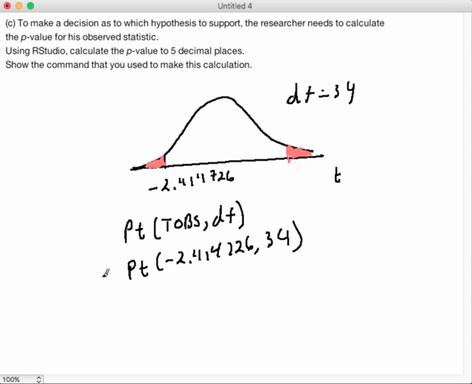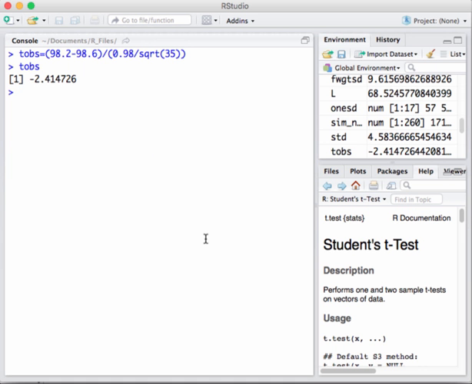So what we're going to have to do to get the p-value is multiply this by 2. And that, my friends, will be our corresponding p-value. All right, so let's go back over to RStudio and do that.